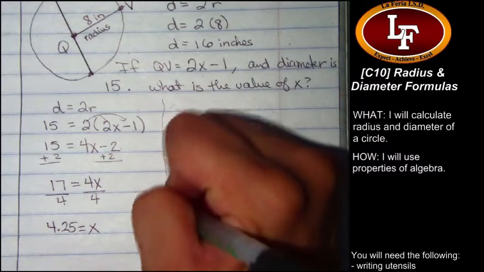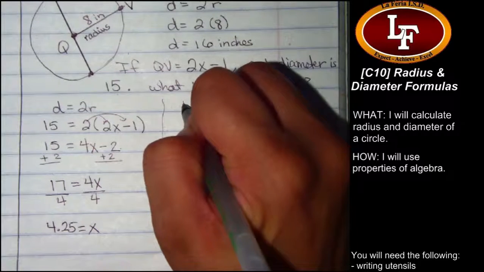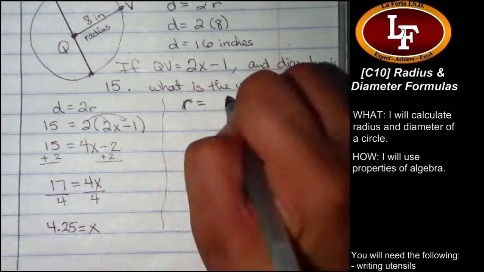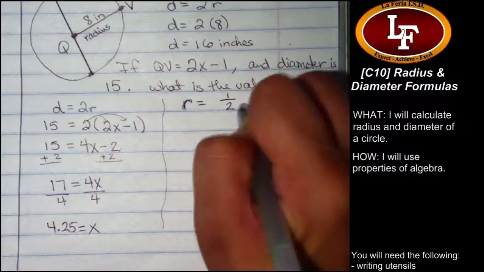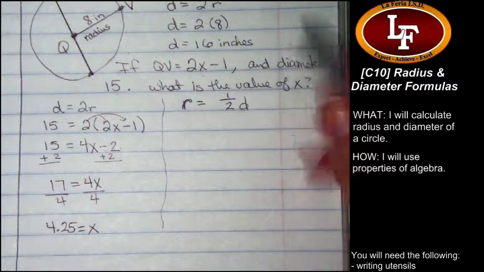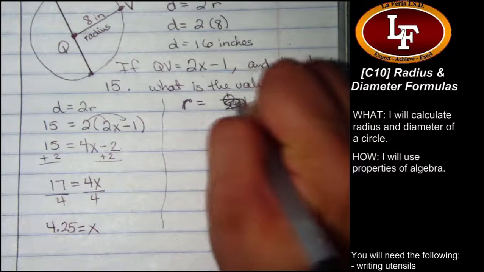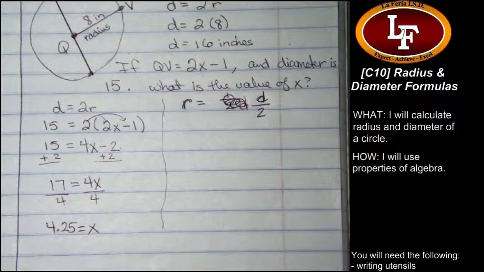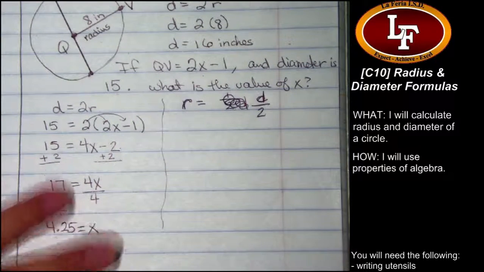Now I had mentioned being able to do the same thing with one of our radius formulas, so I'm going to go ahead and show you that. The radius equals 1/2 d. You could also use this with d divided by 2. I guess let me show you that one. I happen to like the written version of this one better. So diameter divided by 2.